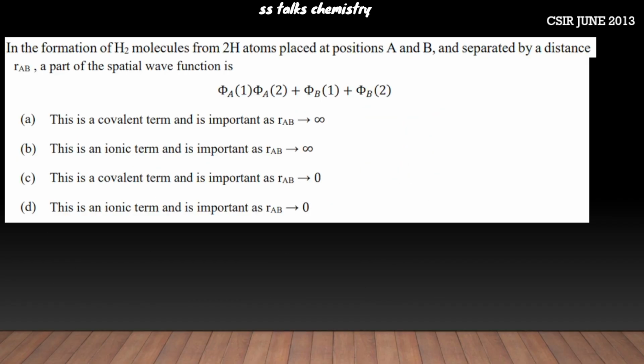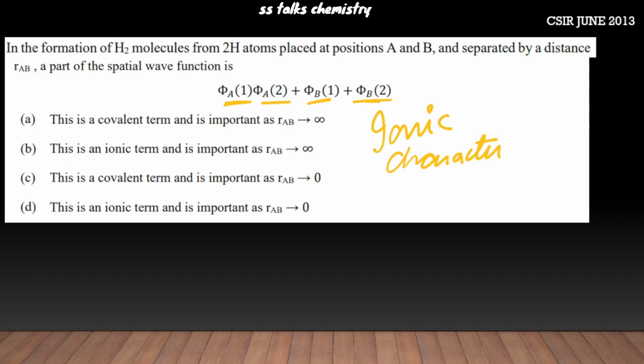It says in the formation of the hydrogen molecule from two hydrogen atoms which are placed at the positions A and B and are separated by a distance RAB, a part of the spatial wave function is given, which is phi A1, phi A2. That means both these electrons 1 and 2 are centralized on the atom A only, right? And the second is phi B1 and phi B2. This also means both these electrons are present on the B atom only. That means it is representing their ionic character, right? Both these electrons are on the same atom only.